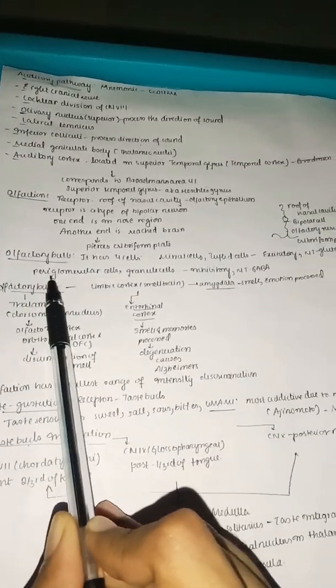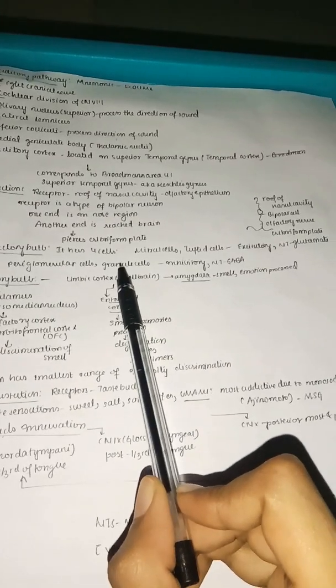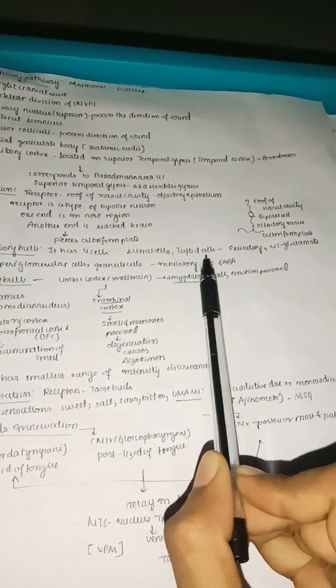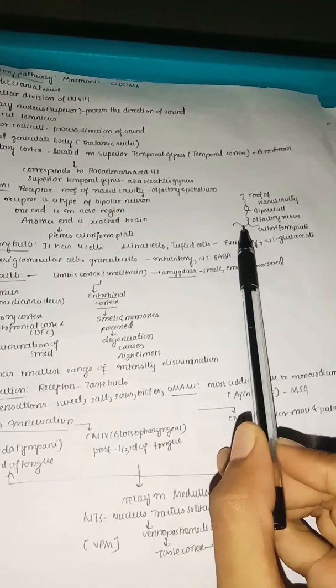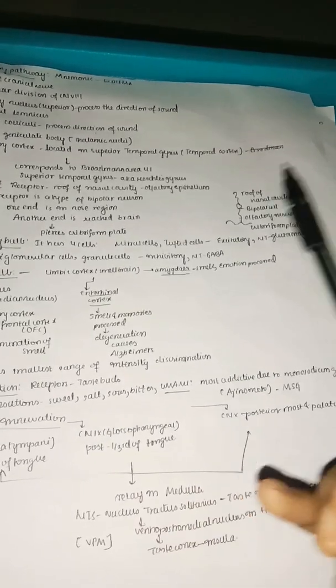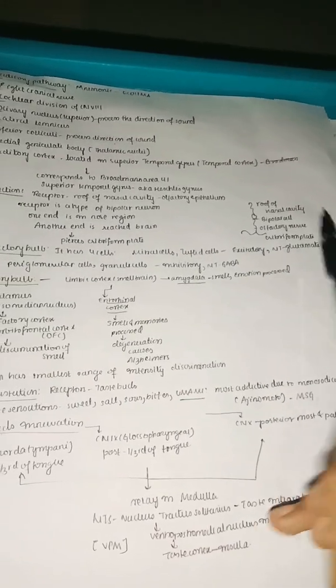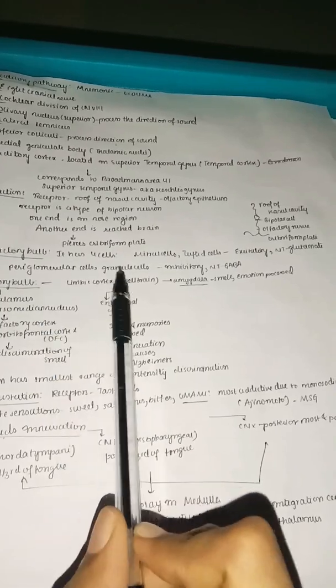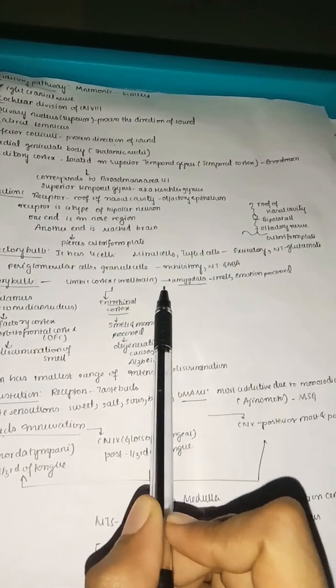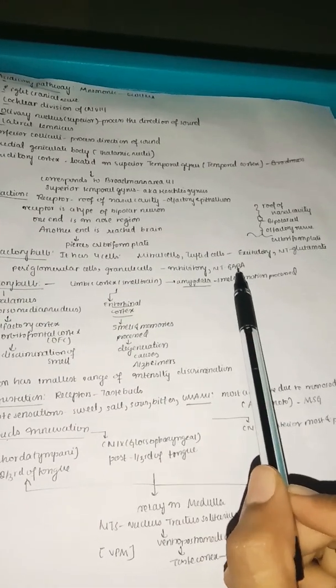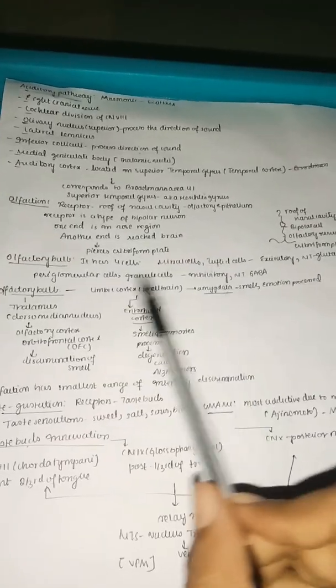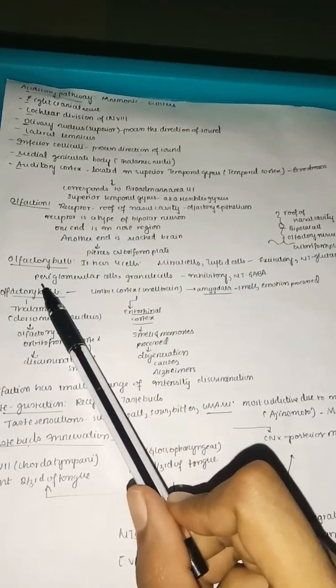So the olfactory bulb has mainly 4 cells, that is mitral cells and tufted cells. These both cells are mainly excitatory. As they are excitatory, their neurotransmitter is glutamate, whereas the periglomerular cells and granule cells are inhibitory, and their neurotransmitter is GABA. So you can see we have mainly 2 excitatory cells and 2 inhibitory cells in the olfactory bulb.